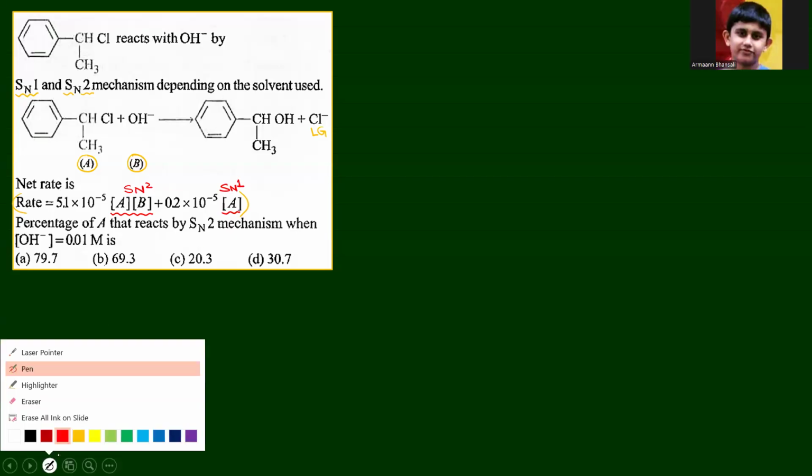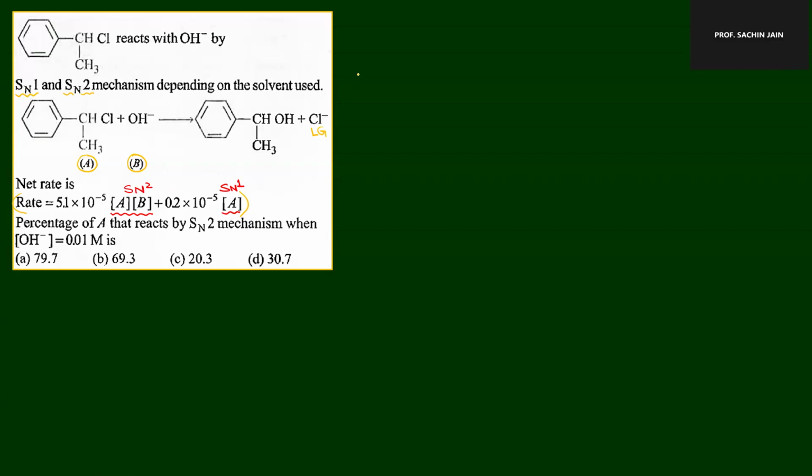Second, when A and B both are given, this is which? SN2, because it is bimolecular. Only A is given as substrate, meaning SN1. Correct. So the percent of A that reacts by the SN2 mechanism will be equal to, when the concentration of OH minus is 0.01, I'll just substitute 0.01 in place of B, because B is my OH minus, right?